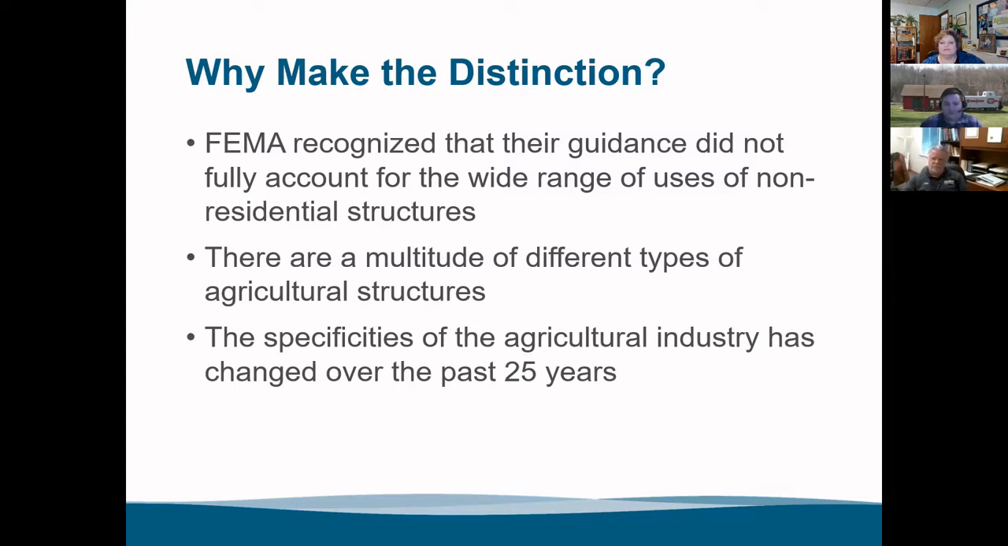There's a multitude of different types of agricultural structures, whether you're using it for storage of equipment, livestock, harvesting products, anything like that. There's all kinds of different types of these structures. And the specificities of the agricultural industry have changed over the last 25 years, and it was time for new guidance to come into play for agricultural structures and accessory structures.